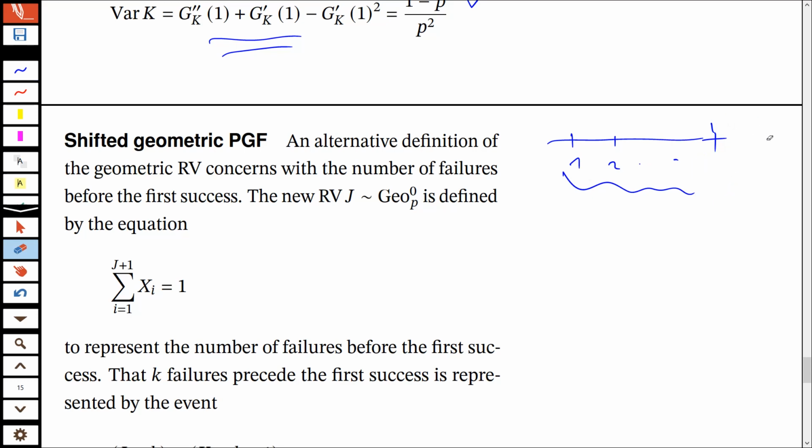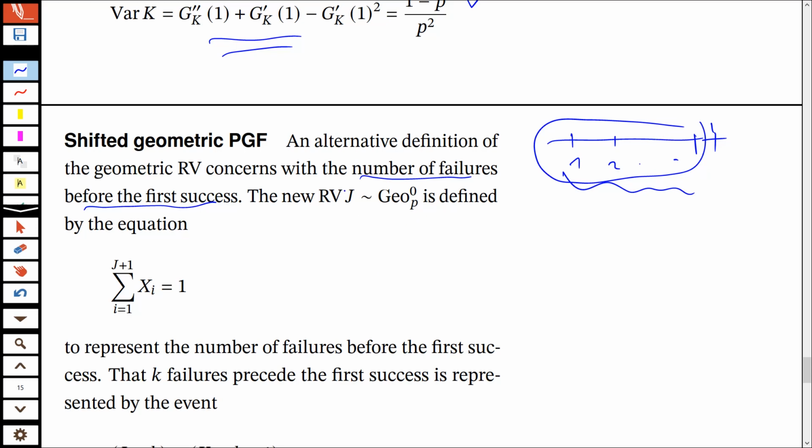You say, okay, I'm not interested in that last trial which gave me success. I'm just counting the failures before that. So let's call that J. So J will be the number of failures before the first success. Yeah, you still have to see that success, but the counting stops.